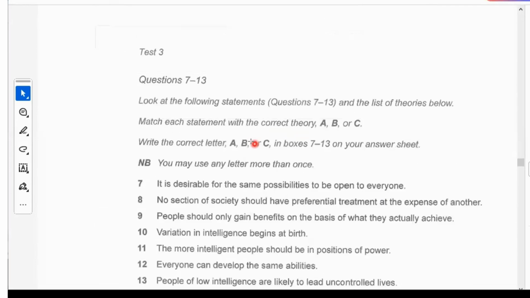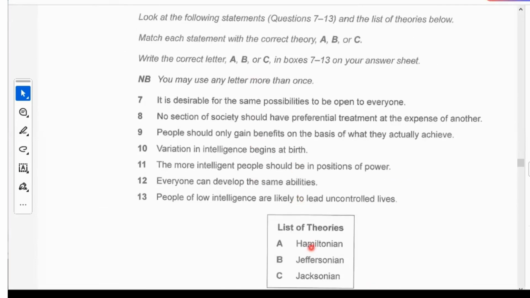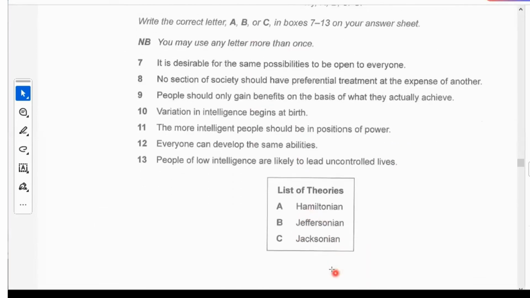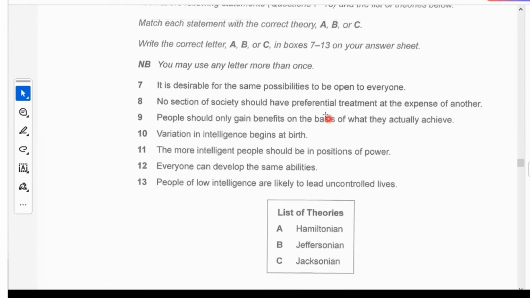So I can see matching features here. So I'm going to start with it, matching features. Why am I starting with matching features? Because it will be easy for me to locate the keywords. These keywords are proper nouns. They are names of people. They are names of theories. You can see it starts with capital letter: Hamiltonian, Jeffersonian, Jacksonian.